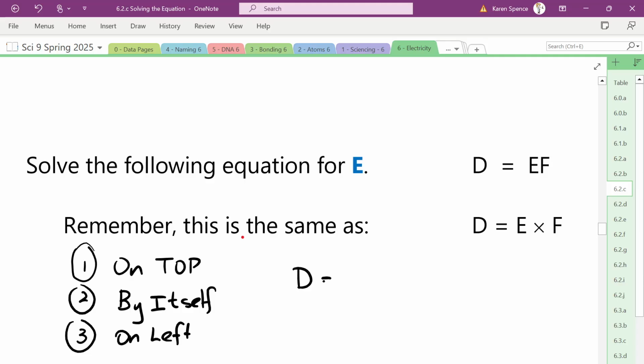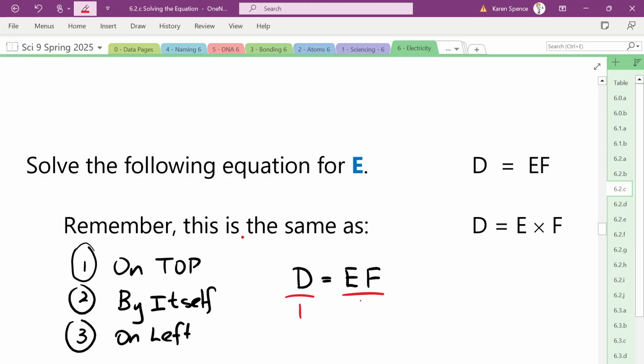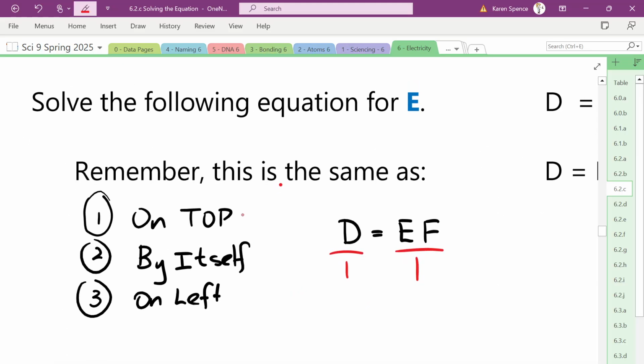So I've got D is equal to EF. Because you cannot really see that there is a top and a bottom, let's throw a little over 1, so you can see there is a bottom to both sides. And we are trying to isolate E. Is E on the top? Yes. Is it by itself? No. So we need to get rid of whatever is cluttering it up, and that is the letter F.